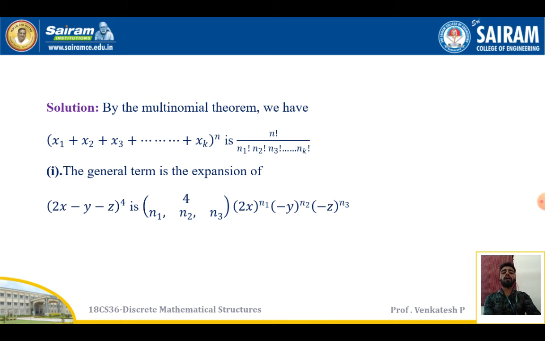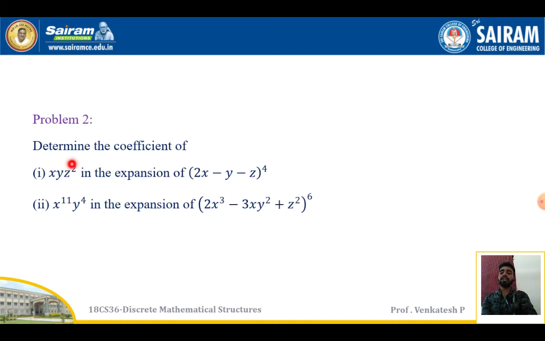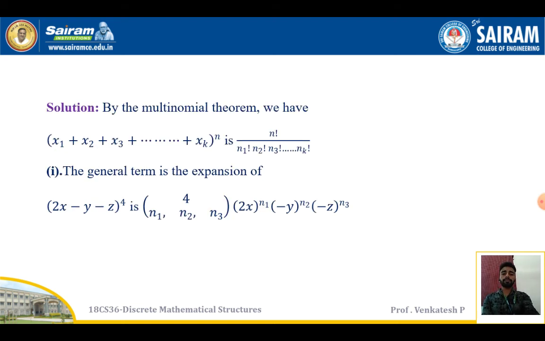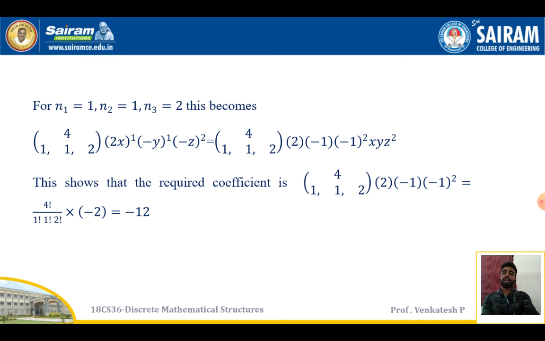So I'll be getting 4 combination with n1, n2, n3, 2 power n1, (minus 1) power n2, (minus 1) power n3, into x power n1, y power n2, z power n3. According to the problem, I need to find the coefficient of x y z square. To get x y z square in this equation, I must replace the n1, n2, n3 values. Since I'm having x y z square, I must replace n1 is equal to 1, n2 is equal to 1, n3 is equal to 2.